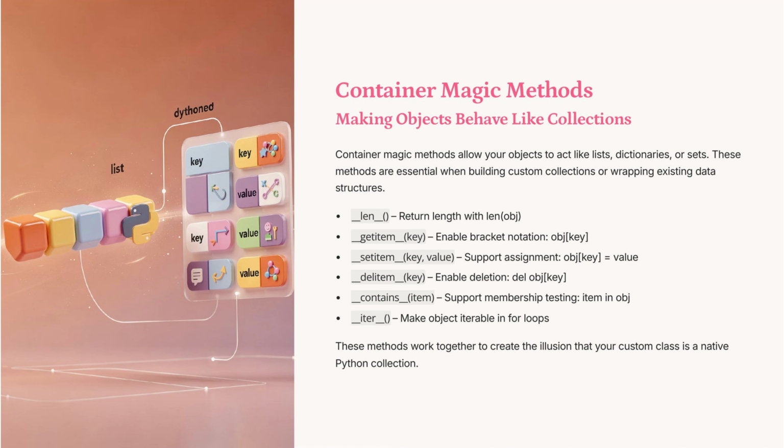Container magic methods transform objects into collection-like entities. Implement __len__ for length retrieval, __getitem__ and __setitem__ for accessing and assigning values, and __delitem__ for deletion. Use __contains__ for membership checks, and __iter__ for iteration. These methods collectively enable custom classes to mimic native Python collections seamlessly.